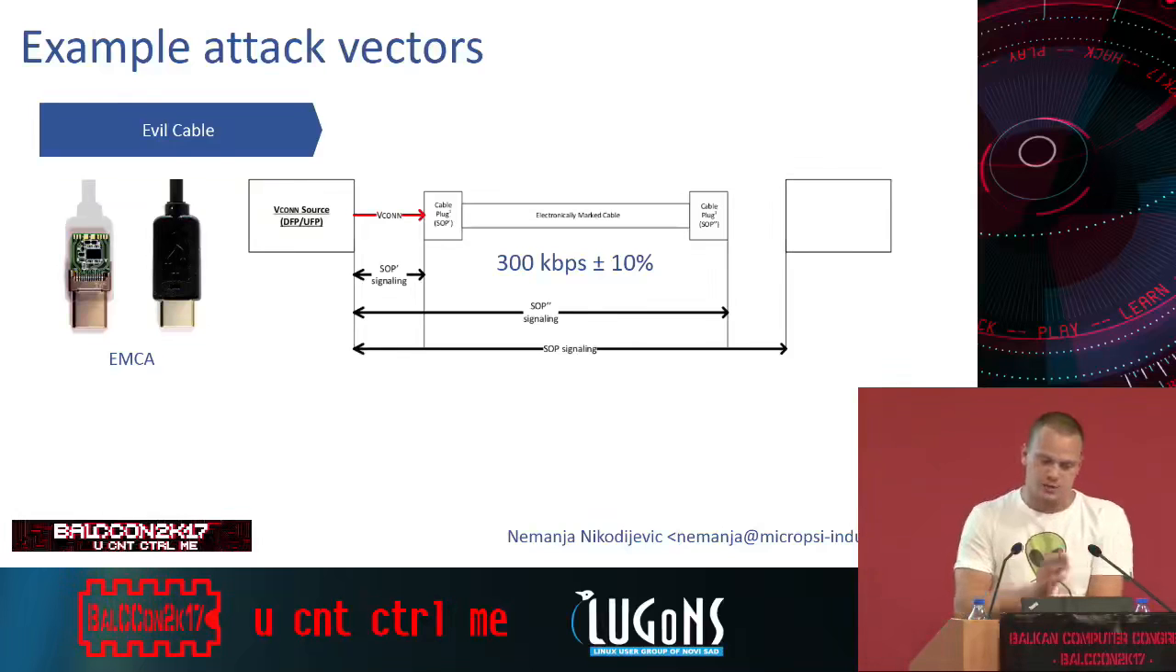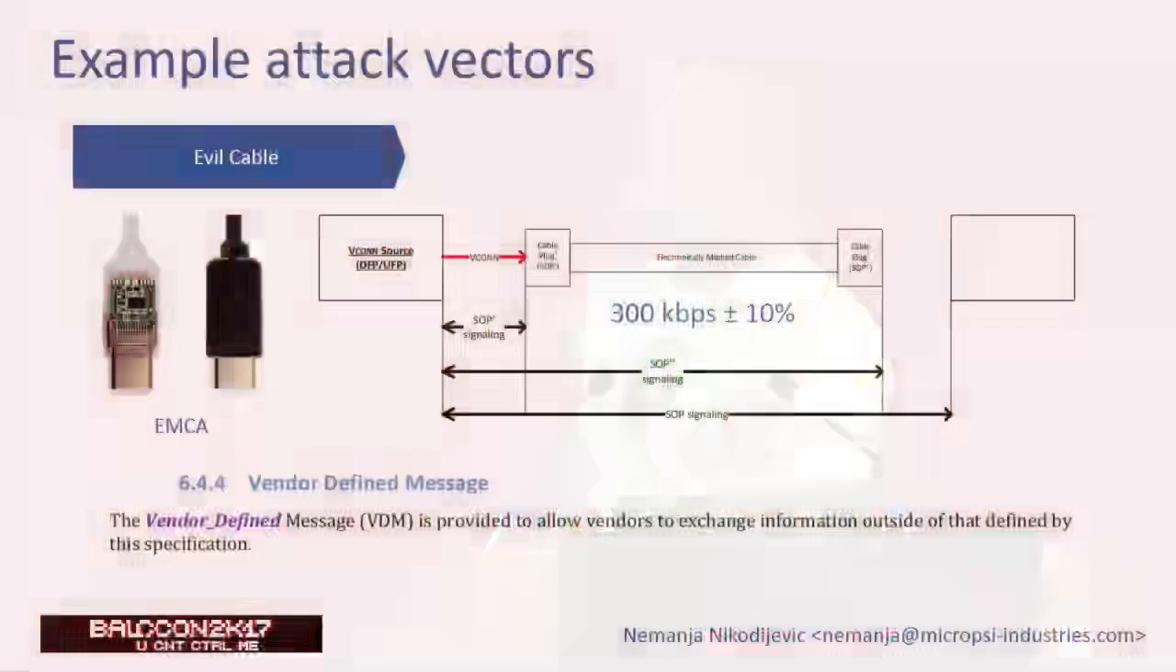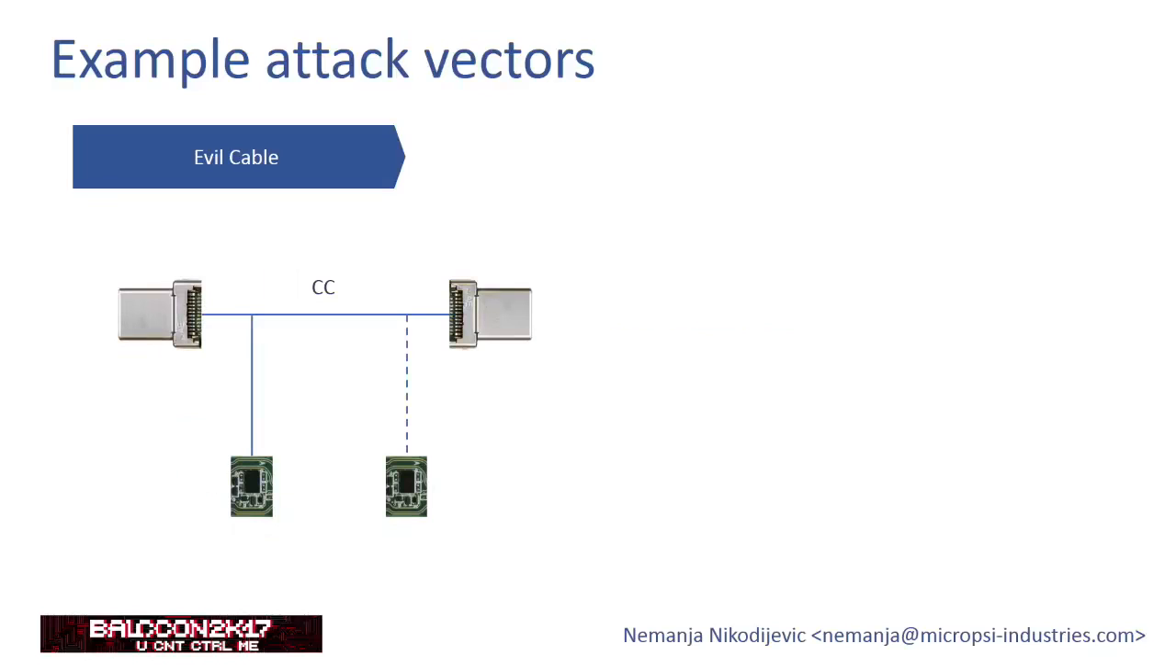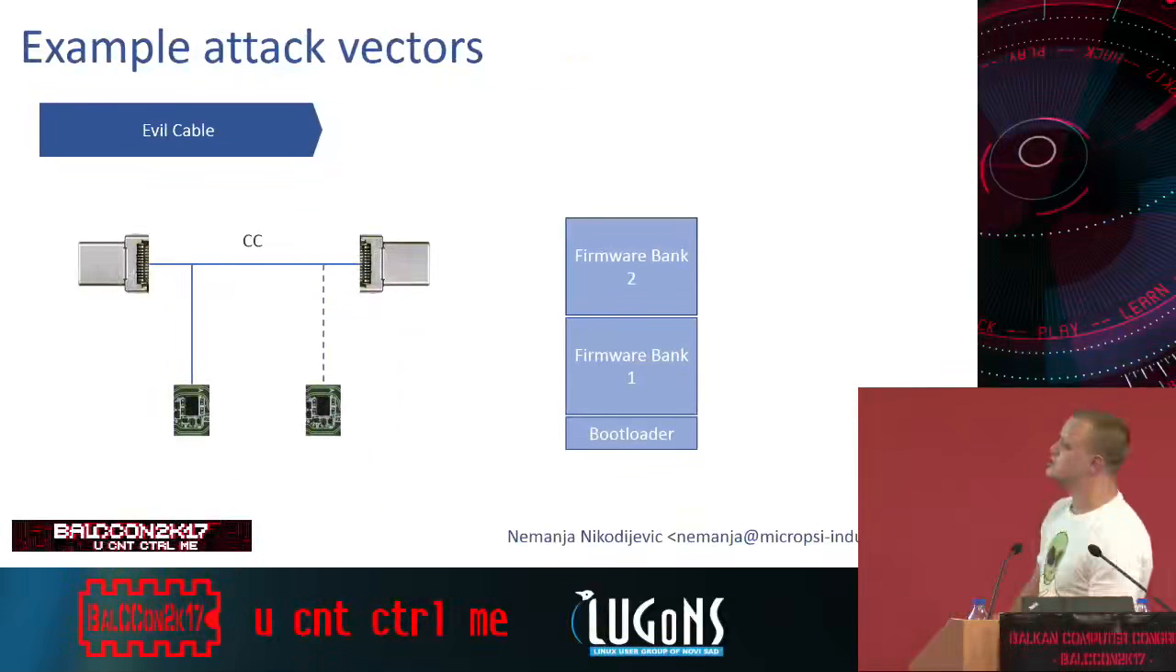It should only be interpreted by chips inside this cable. And the standard also specifies so-called vendor-defined messages that are used for upgrading firmware in these cables, for example. So imagine malware manages to infect one of these cables. So we have one or two chips. What can it do? So usually firmware inside these chips is organized like this.